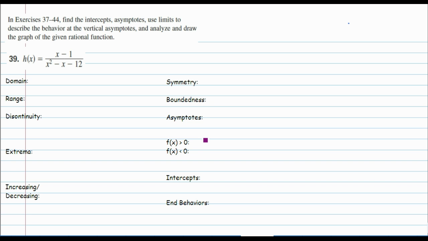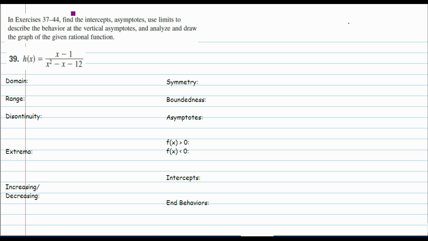The now try problem for example 5 is number 39. I know the directions say find the intercepts, asymptotes, use limits, vertical asymptotes, analyze. We're going to do everything because it says analyze and draw the graph. So we're going to analyze it like crazy.